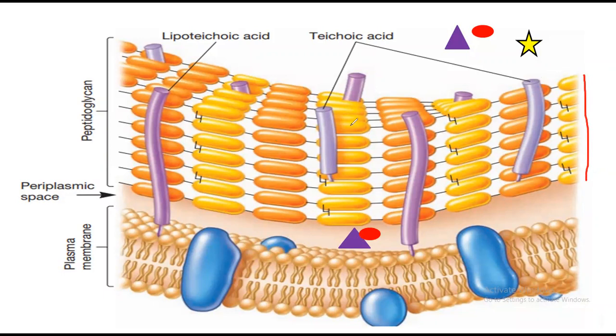And these are the teichoic acids. The charge on the teichoic acids is, I think, positive. Sorry, it is negative charge. The charge on the teichoic acid is negative. Why I'm telling you this, you will come to know in a minute. So this is a brief structure of the cell wall of gram positive bacteria.